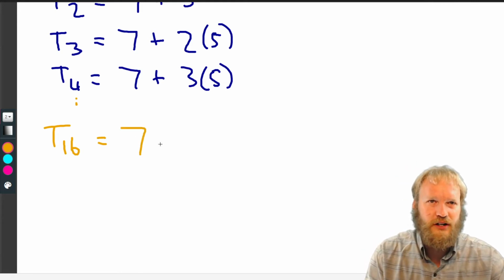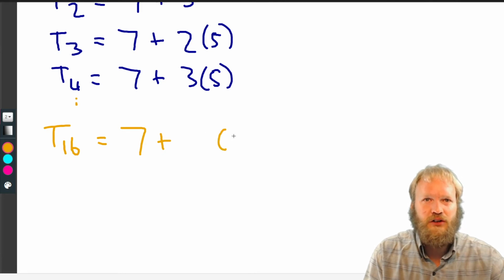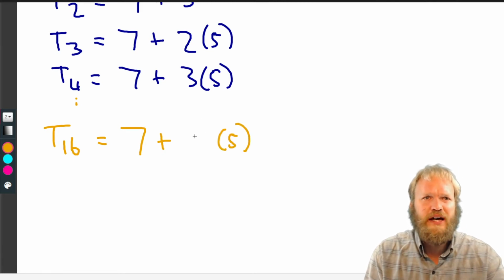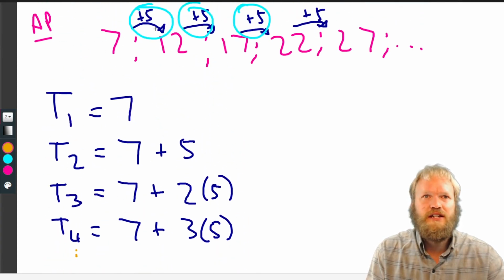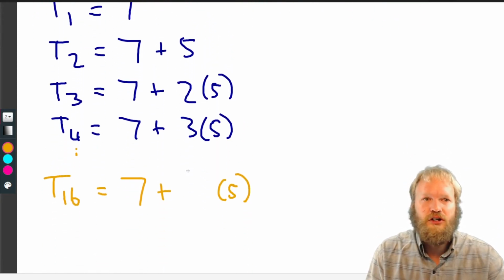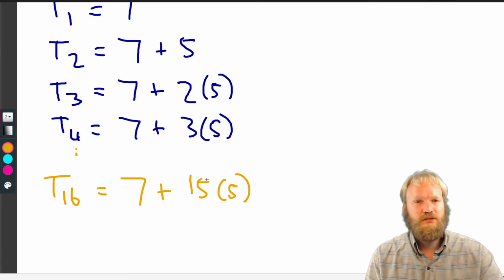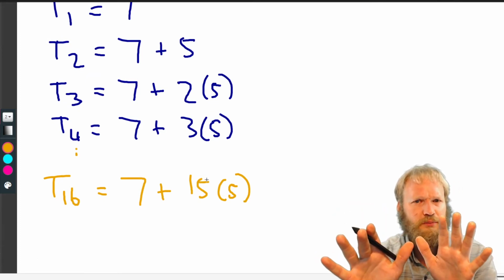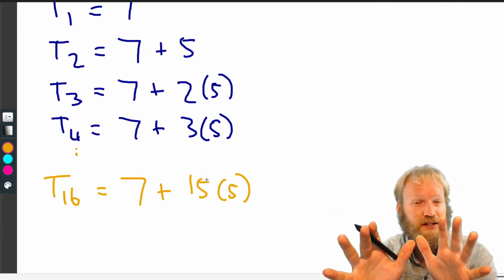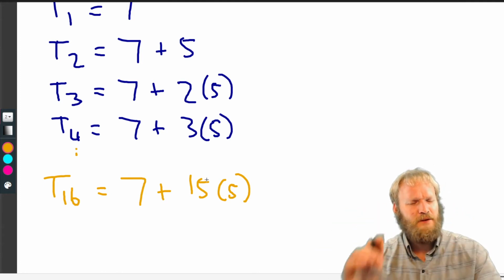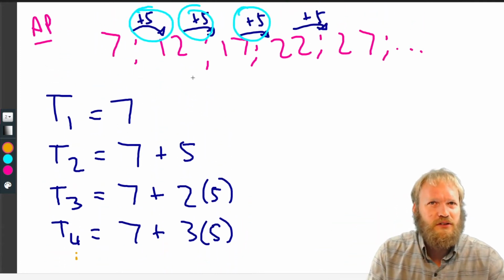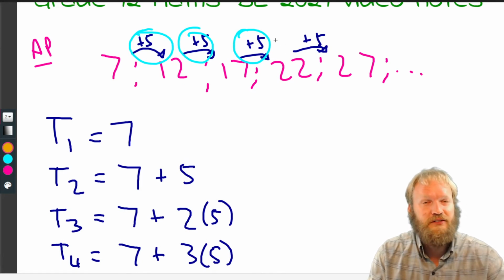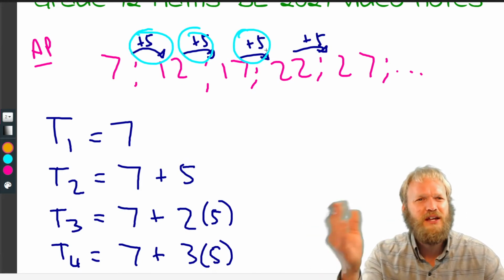We started at the first term and added a whole lot of 5s. How many did we add? Well, when there were 4 terms, we added 3 lots of 5, because that's how many jumps there were. So for T16 there were 15 jumps. Let's take a moment to let that sink in. We're jumping by 5 each time. How many jumps are there from the first one?